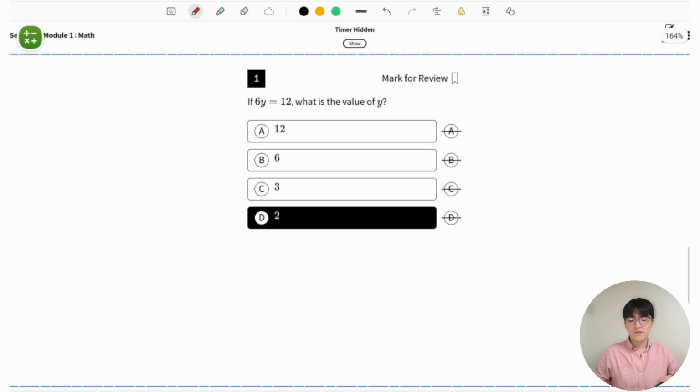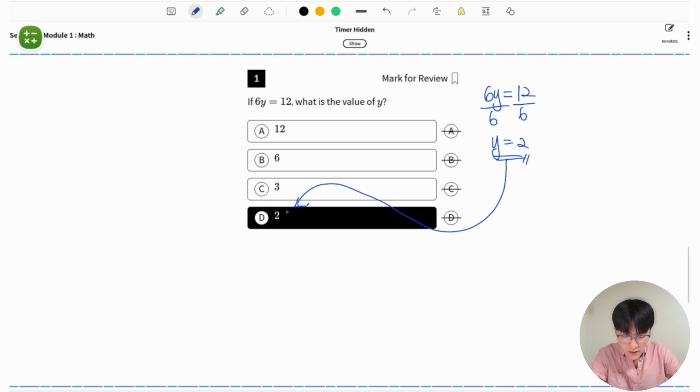Question number 1: if 6y is equal to 12, what is the value of y? This is a simple algebra question. All we want to do is divide both sides by 6, and if we do so, we get that the value of y is equal to 2, and therefore answer choice D is correct.